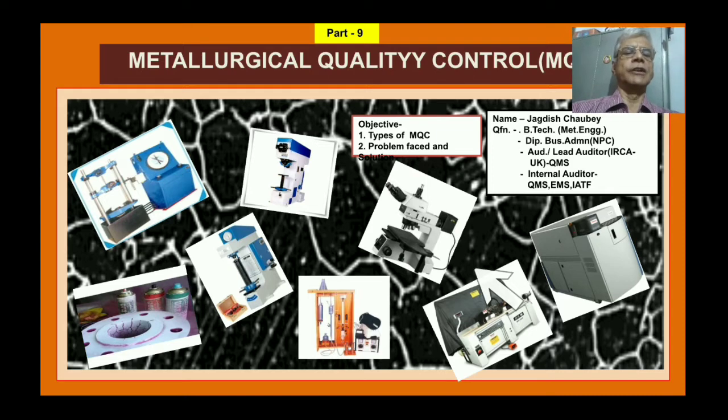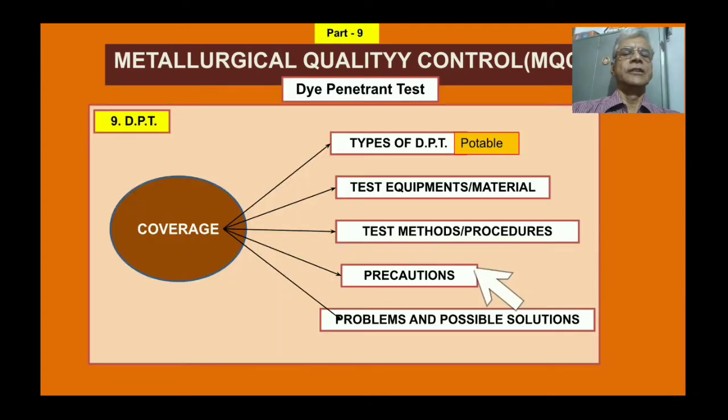See what I am going to cover. The coverage is types of DPT. I will be generally covering portable type because automation is at very few places, particularly non-ferrous industries like aerospace industries. So I will be covering most of the cases portable DPT system. Then the other ones are test equipment or material, test methods and procedures, precautions, problems and possible solutions. And the last slide is on application and advantages of this DPT system.